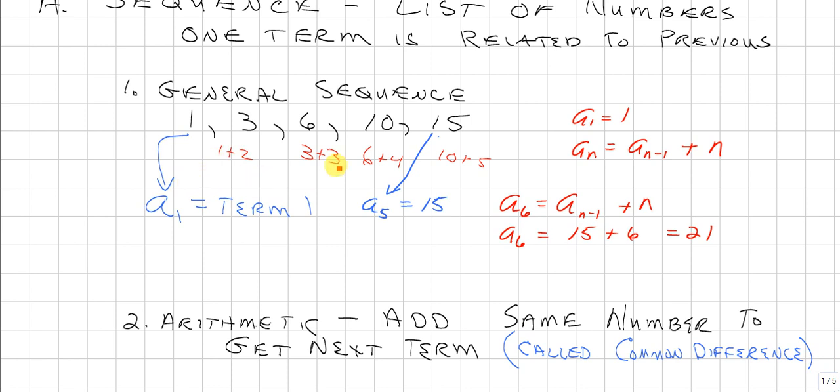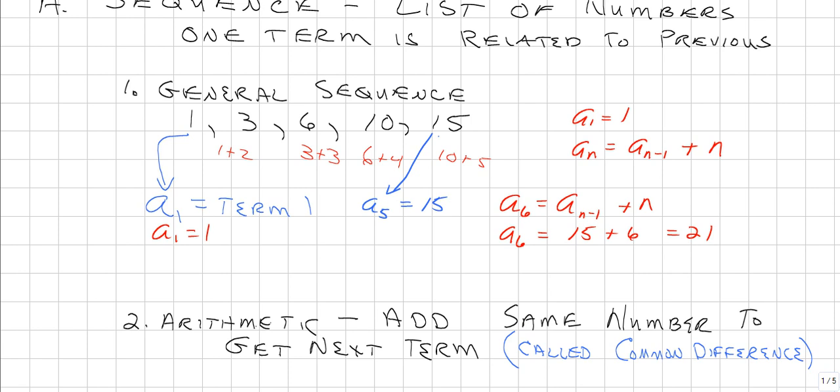So first let's figure out what these terms are. Here is something we could write: A1. What that simply means is that's the first term. I have 1, 2, 3, 4, 5 terms in this sequence, and the first term, which is 1, I designate as A1. In this case, A1 would be equal to 1. For the fifth term, I would have A5. This 5 just means the fifth term, which is equal to 15.